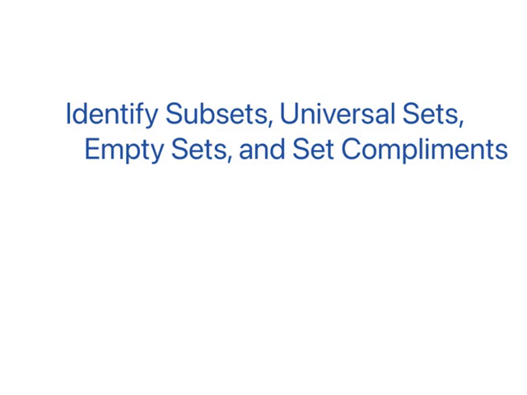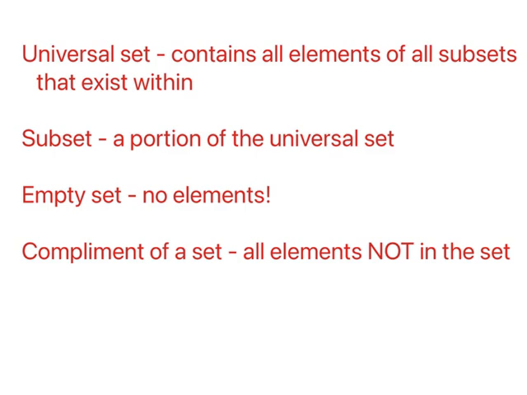Let's identify subsets, universal sets, empty sets, and set complements. Lots of excitement here. So first, let's talk some terminology. The universal set. This is everything, right? So the universal set contains all the elements of all the subsets that exist within that universal set. So it's just everything. A subset is a specific portion of the universal set. So we can break that universal set into, well, a lot of different subsets depending on the things.